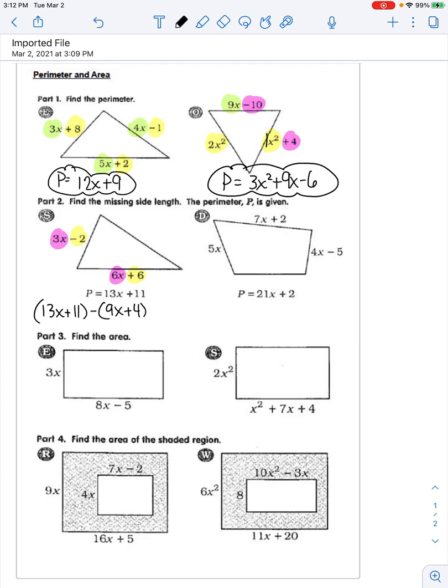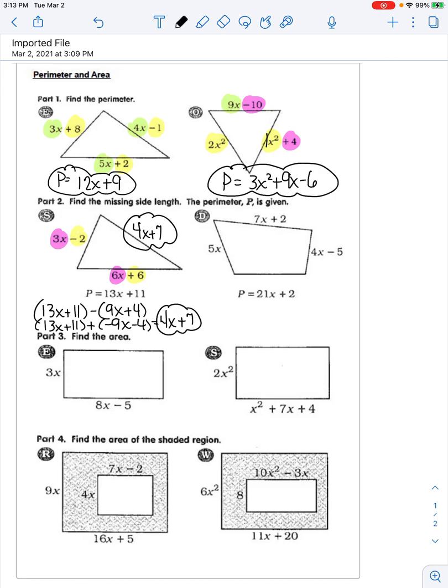So I want to take the perimeter minus what I got when I combined all the like terms. But remember, we have to change that to addition first. So 13x plus 11 plus negative 9x minus 4. And now I'll just combine the like terms to find the missing side. So I have 13x minus 9x, which is 4x. Then I have 11 minus 4, which is 7. So that missing side length is 4x plus 7.